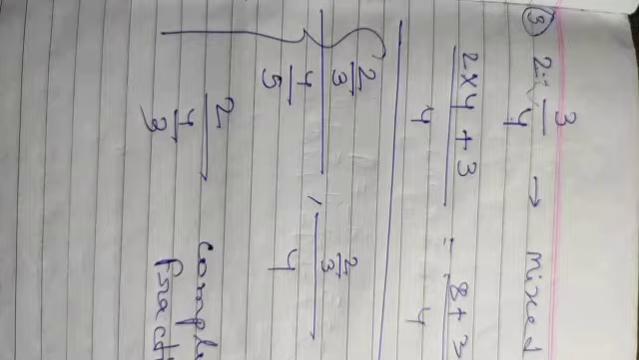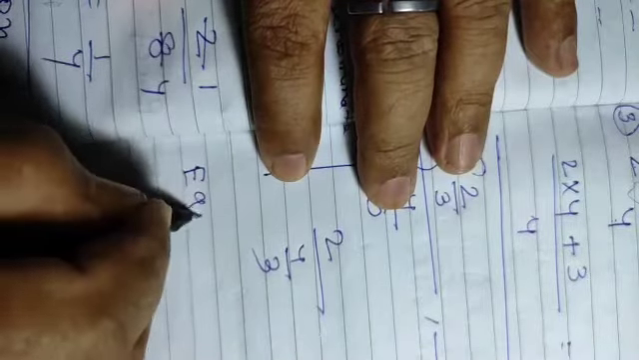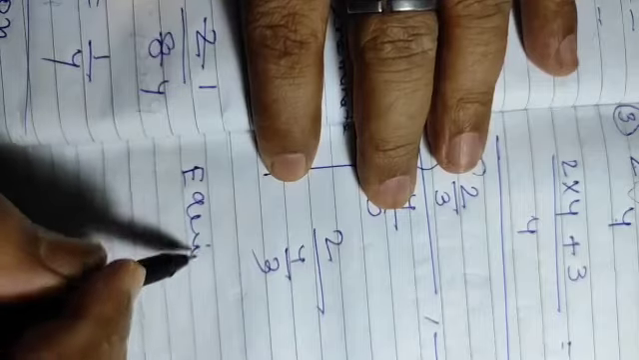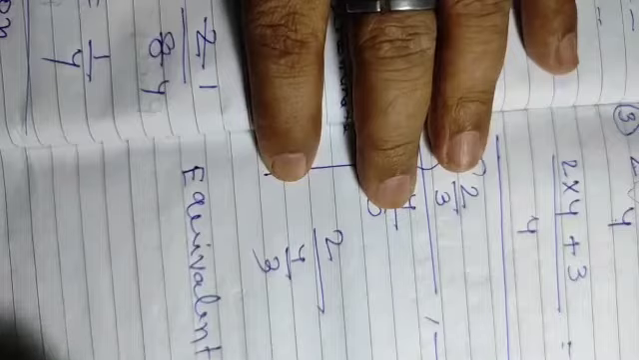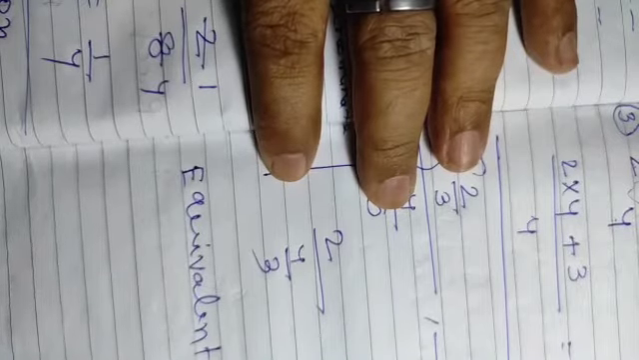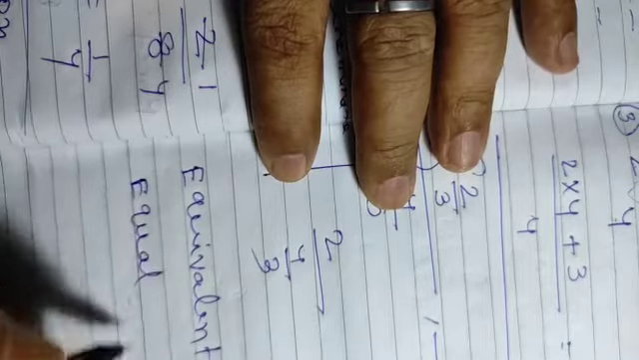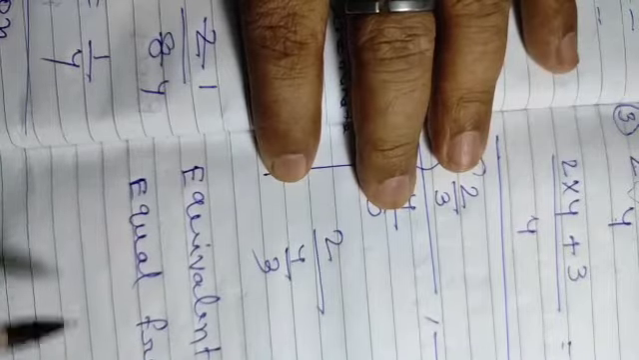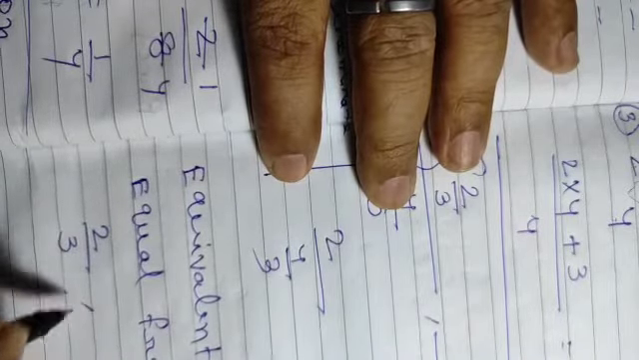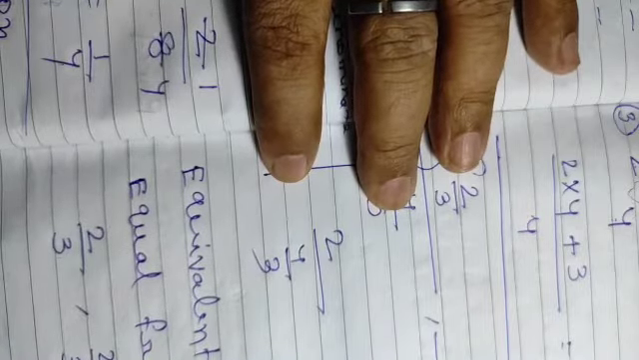Next, equivalent fraction. Try to understand. Equivalent fractions. Before that, I would like to say equal fraction. 2 by 3 and 2 by 3. What will you call them? They are equal fractions.